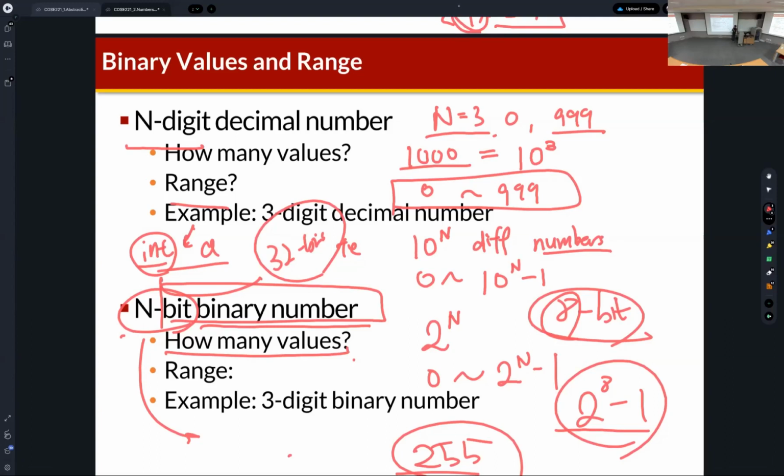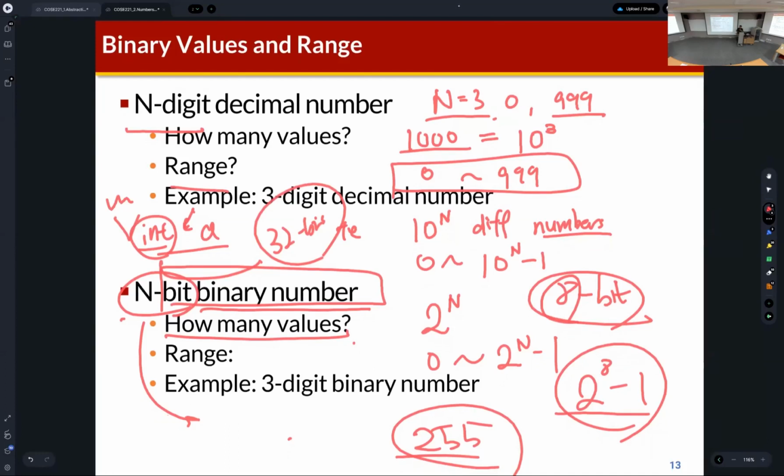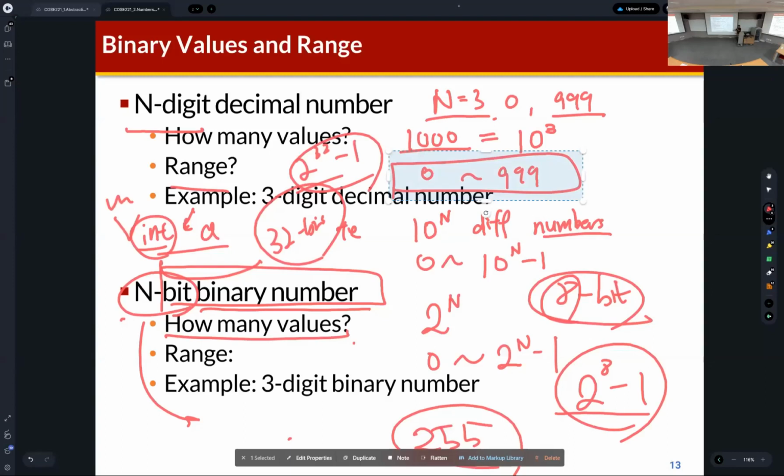So the largest value stored in this variable A, if A is declared as an unsigned integer, then the integer is 32 bits. And the largest value that can be stored in this variable is 2 to the 32 minus 1. Okay, this is the largest value that can be used in C.